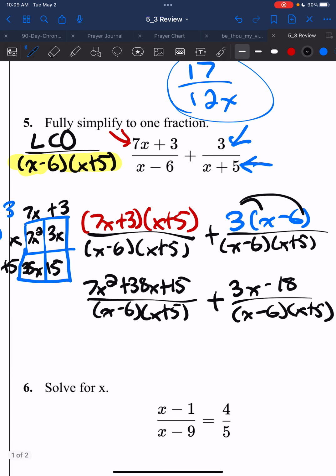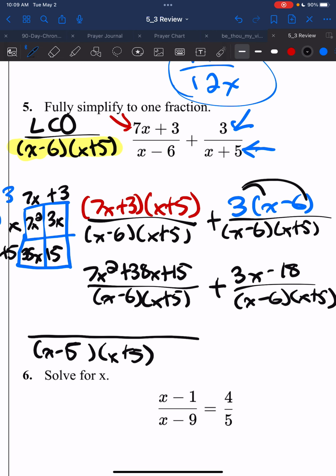So when I make these one big fraction right here, when I combine these like this, all I've got to do is combine like terms. So I've got 7x squared, and then these guys. So 38 plus 3 is 41x. And then 15 plus negative 18 is minus 3.